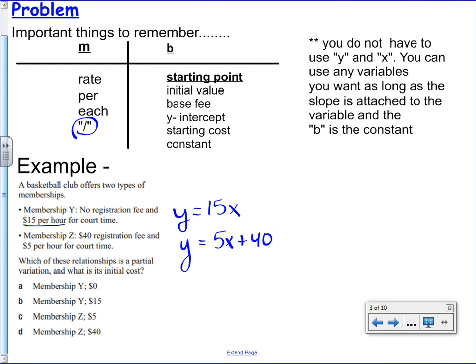5x plus 40. Very good. Okay, and it says here, which of these relationships is a partial variation and what is the initial cost? Partial variation. So Tristan, just looking at this, which one is partial variation, the top or the bottom? Direct means like a direct flight, so you start from 0 and you go up. Partial means you have to start somewhere else. So which first or second one is partial?